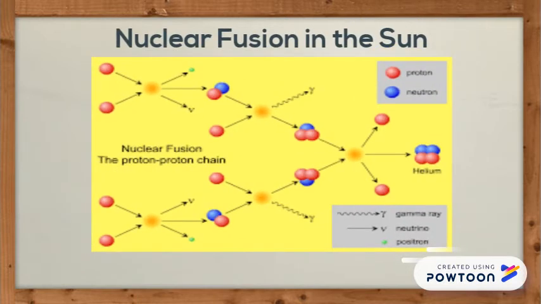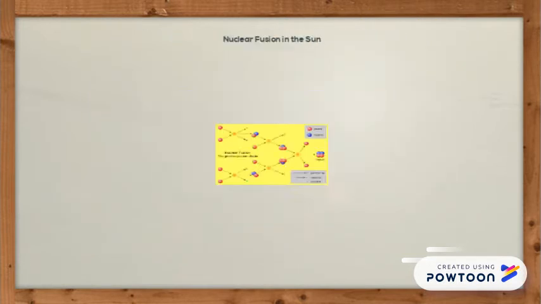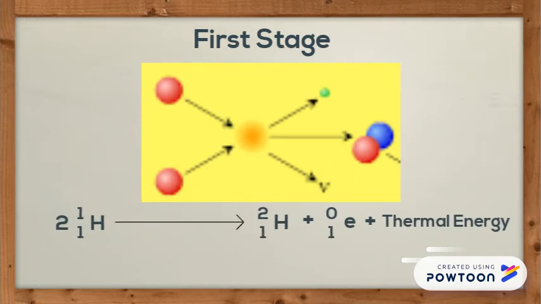This is a diagram of the nuclear fusion process. Let's talk about the first stage. Two hydrogen atoms fuse to form deuterium, an isotope of hydrogen, a positron, a positively charged electron, and thermal energy.